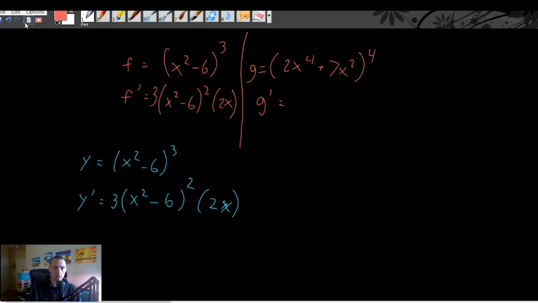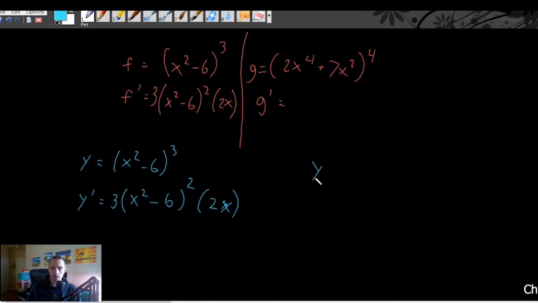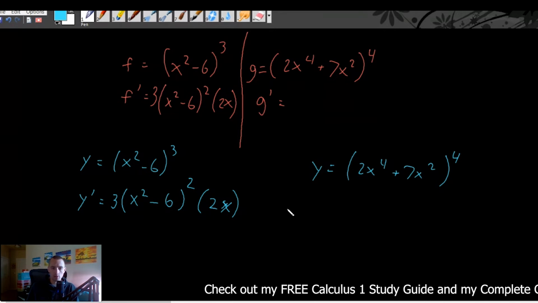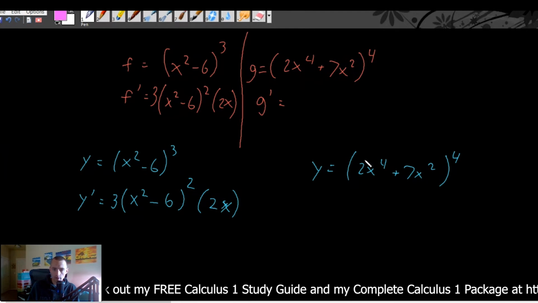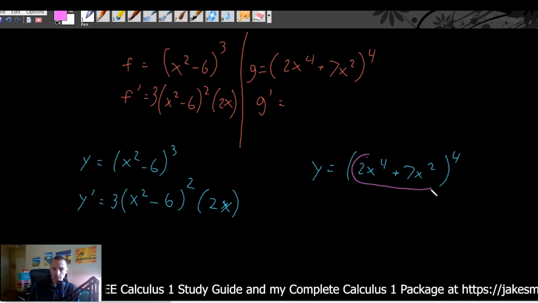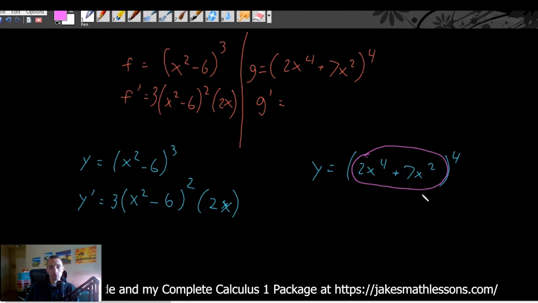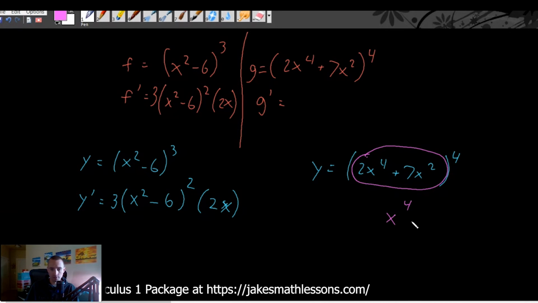So then same idea here for finding g prime. Let's say we now want to take the derivative of this function here. We're going to say y equals (2x to the 4th plus 7x squared) raised up to the 4th. So again, if we're going to take y prime, we want to first think about what is our inside function. So our inside function is just going to be what's inside the parentheses here. That means our outside function is going to be whatever we get from replacing this whole inside function with x. So that would just give us x to the 4th in this case.